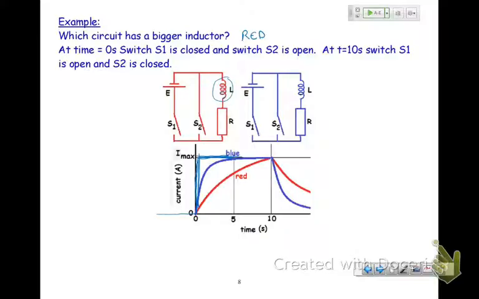Then at time t equals 0, switch S1 is closed. Switch S2 is open. At t equals 10 seconds, switch S1 is open. I think that's what I'm saying here. This is what's going on. I thought it was a calculation, but that's telling you what's going on.